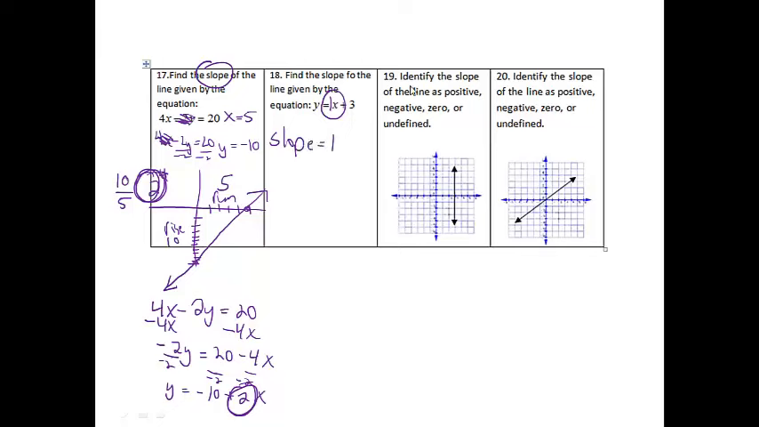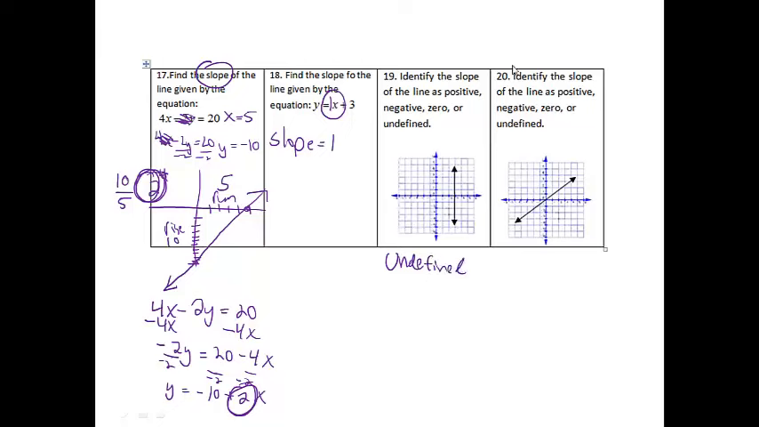Right, number 19, identify the slope of the line as positive, negative, 0, or undefined. Since this line is going straight up and down, that would mean we would be dividing by 0. If we tried to ski down it, or tried to walk that line, we would not be able to. This one has an undefined slope.